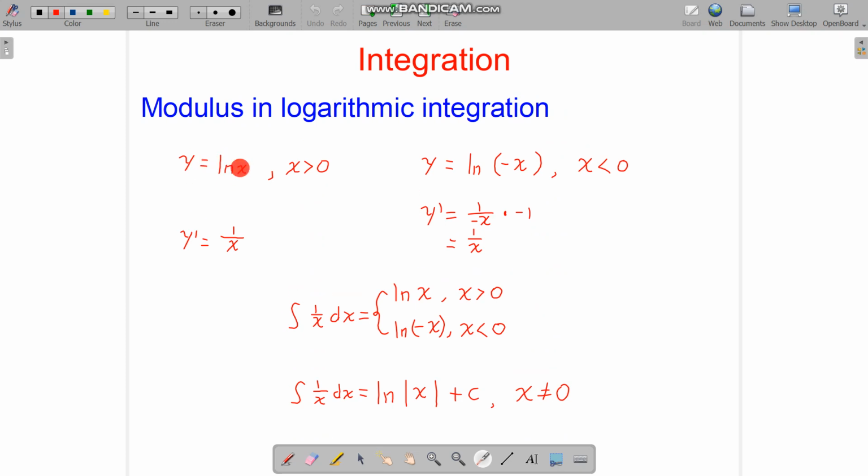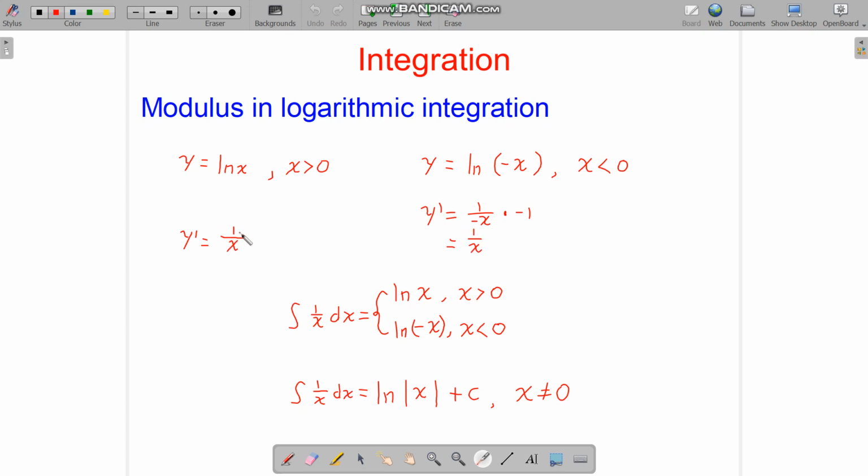If y equals ln x, of course this is possible only if x is positive. The y prime is 1 over x. We know this in differentiation. Now if the y is ln minus x, and of course in this case the argument must be positive, remember, so x must be negative. Now the y prime is 1 over minus x times the derivative of minus x, which is minus 1. So in the end we get exactly the same, also 1 over x.